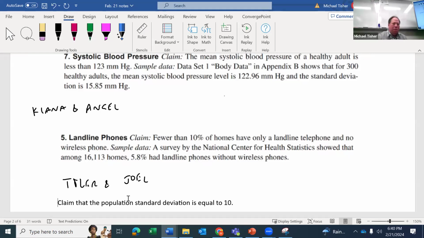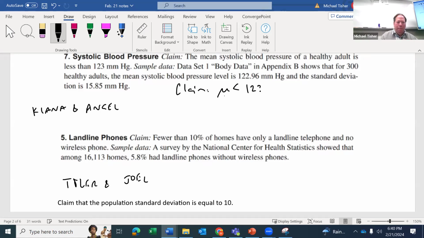Okay, so let's go over these. So number 7, the claim says less than 123, right? And so it'll be claim. Okay, now which symbol? Is it P or X or what is it? It's mu, yes. So mean. So it'll tell you what it is, right? If it's mean or percentage or standard deviation. And so mean, it'd be mu. So mu is going to be less than 123. And then how about complement?